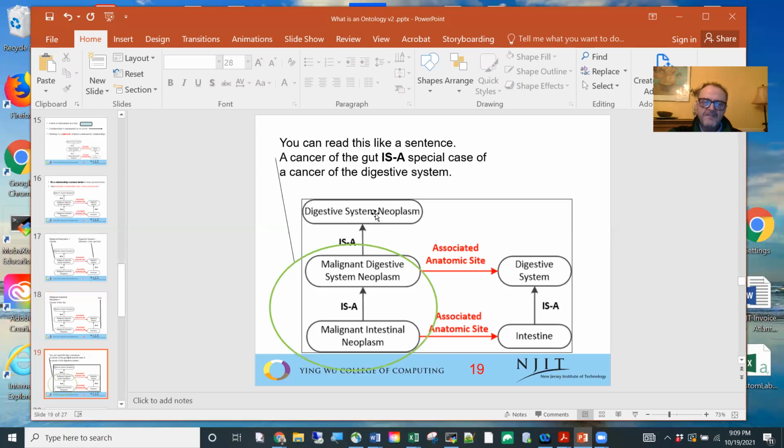So the nice thing about an ontology diagram is that you can literally read it like a sentence. So look at the 3 things that are in this green ellipse over here. Malignant intestinal neoplasm is a malignant digestive system neoplasm. So you can literally read it that way. And as I already told you, that the bottom one means cancer of the gut, then you can just read this: a cancer of the gut is a special case of a cancer of a digestive system.